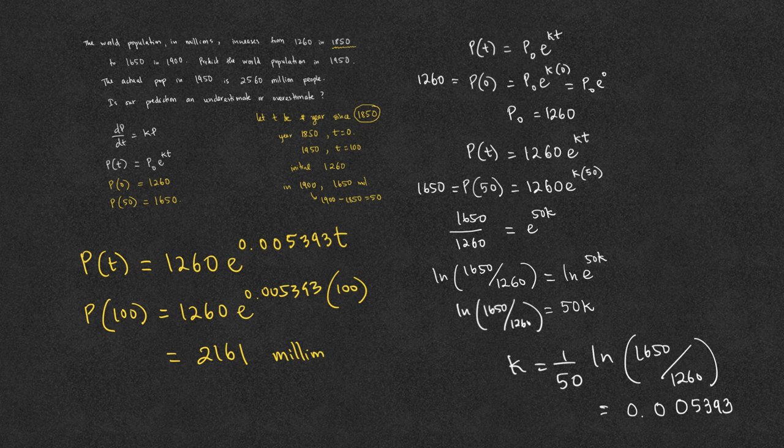And so in 1950, using this model, we estimate that there will be 2.161 billion people. Now, the actual population size in 1950 is 2560, but we only estimated that it is 2161, and so our model underestimated. And so this is an underestimate. The rate at which the population is increasing is higher year after year.